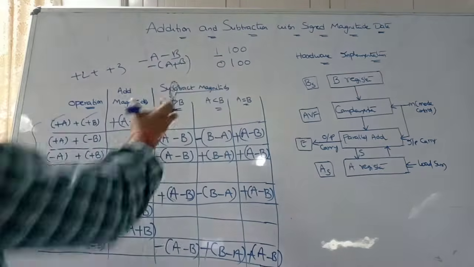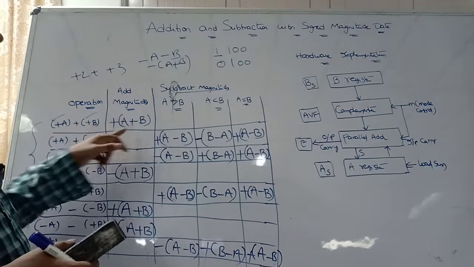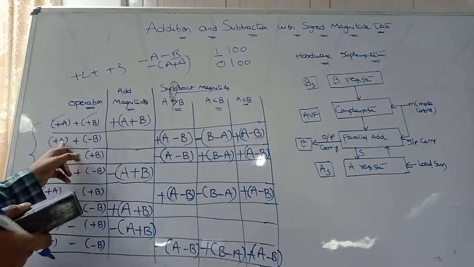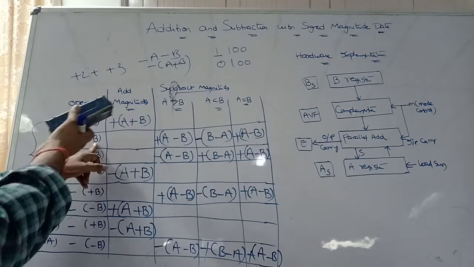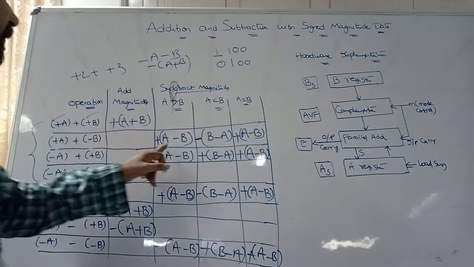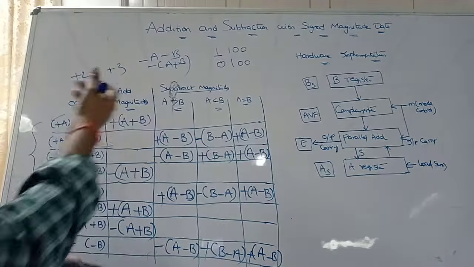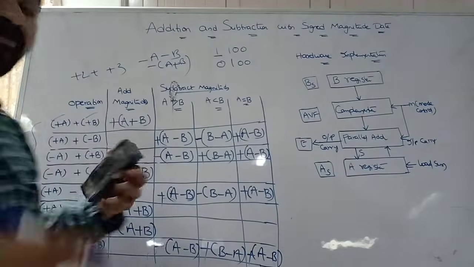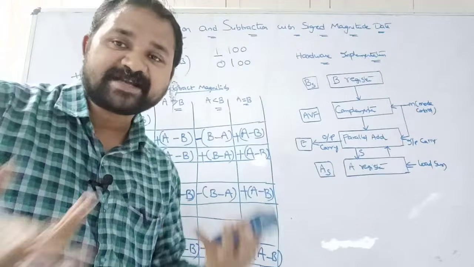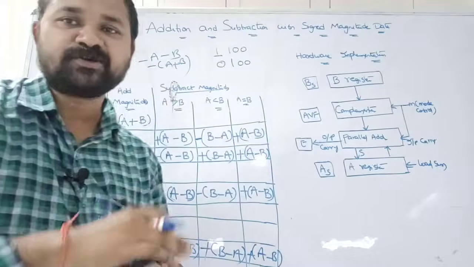Okay. So directly we can write here. So plus A plus B means what? Plus of A plus B. Next, plus A plus minus B is nothing but what? A minus B. So directly also we can write. Okay. So in this way we can perform addition operation and subtraction operation on sign magnitude data.